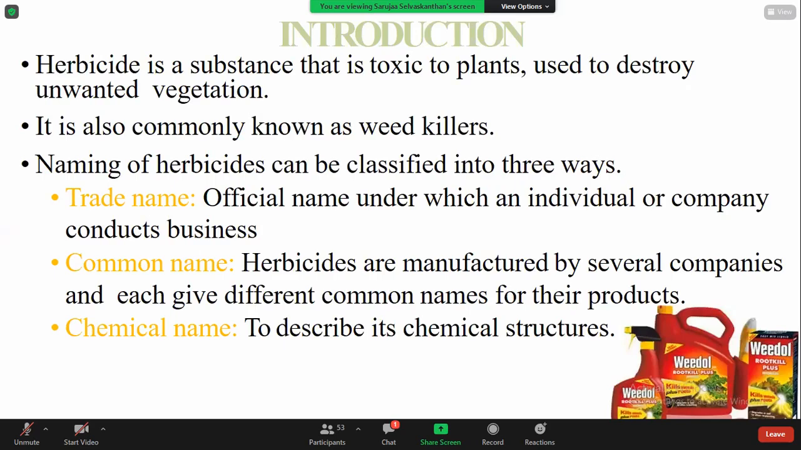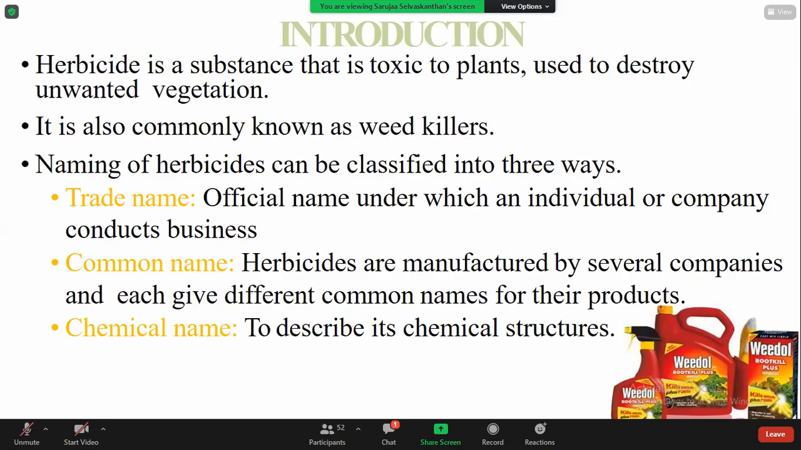Herbicides are manufactured by companies. For example, one company makes biscuits, and another biscuit company also produces lemon products. A lot of new companies are also available. Like that, companies are producing herbicides also.